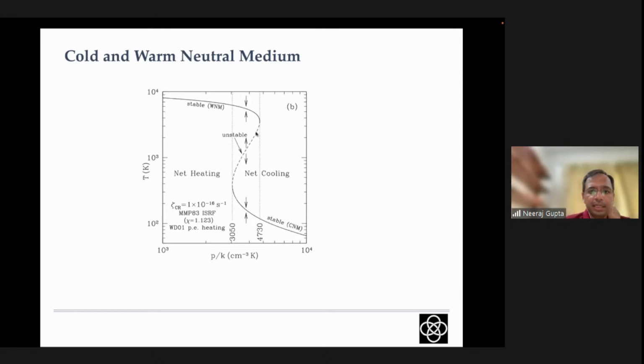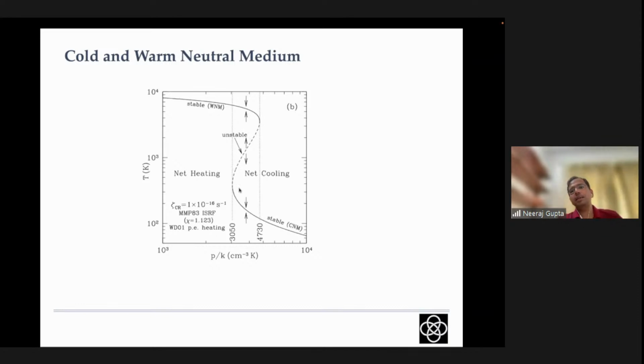But then there exists a range, represented here by the dashed line, where the two phases are actually unstable, which means that if there is a gas here and I push it upwards, then it will move towards warm neutral medium, and vice versa. So what has been observationally found is that at least 50% of the warm neutral medium is actually in the unstable phase.